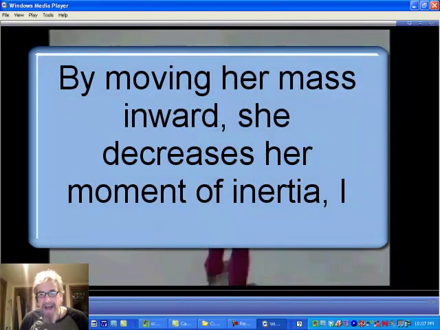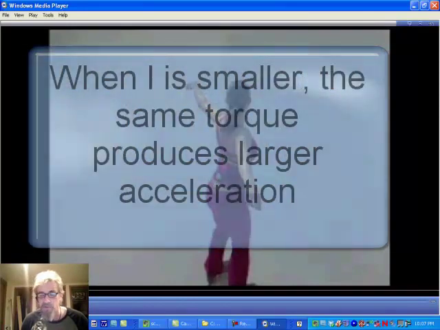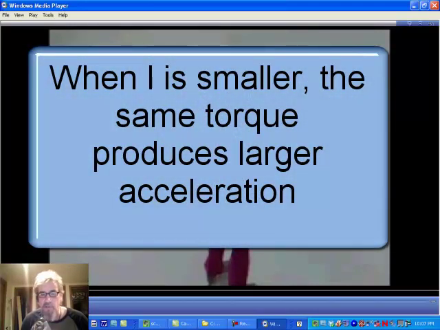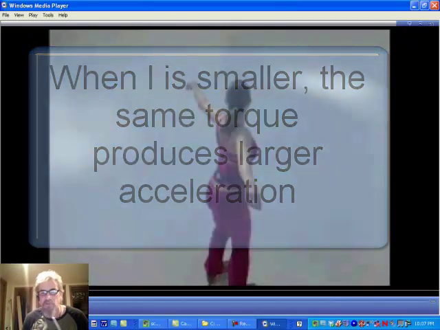Well, what was going on there was she was attempting to make her I smaller, her moment of inertia smaller, so there would be less resistance to her change in motion, and she would therefore speed up. So as she went faster, she made her R smaller. She essentially moved her radius in by pulling in her limbs. Let's watch it again.